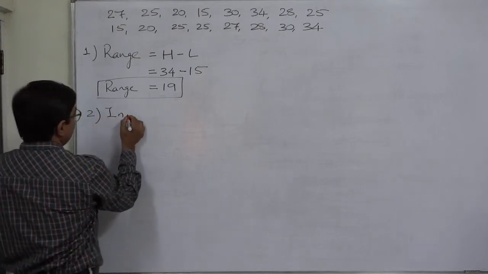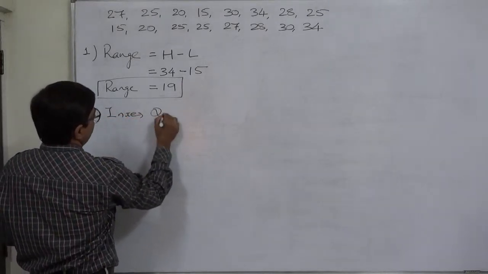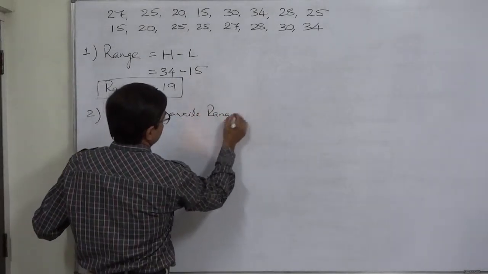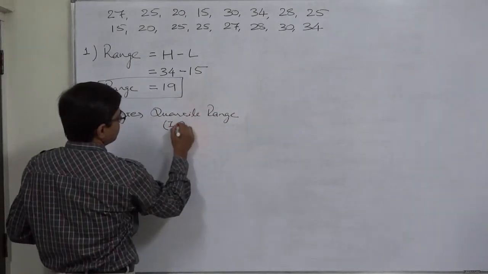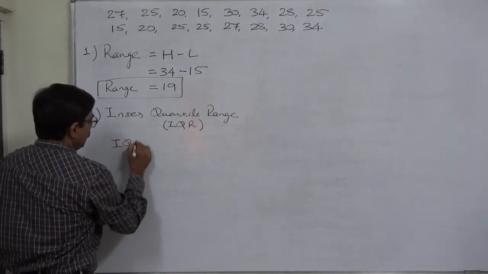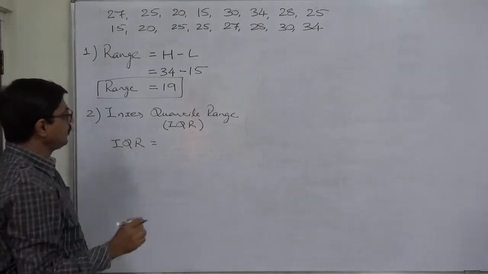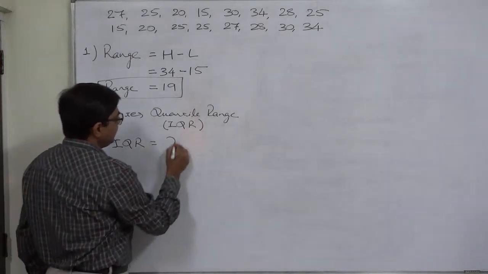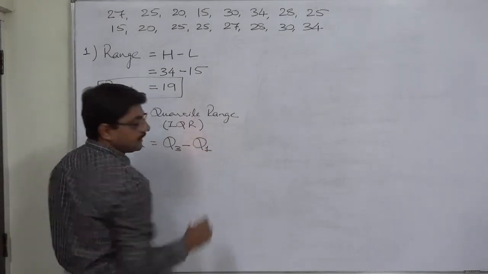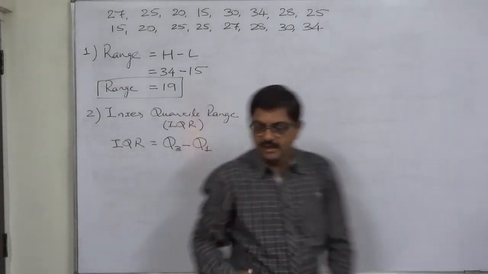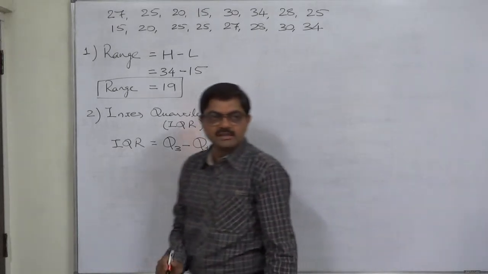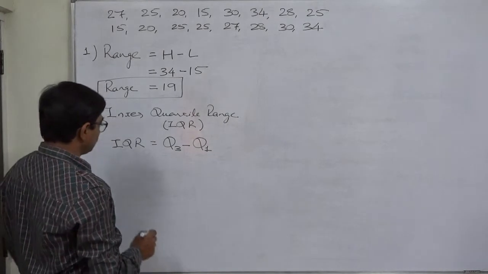Now let us find out the interquartile range, and it is popularly known as IQR. What is IQR? IQR is the difference between the highest quartile, that is Q3, and the lowest quartile, Q1. And many a times it is also known as the limits or range of the central 50% data values.